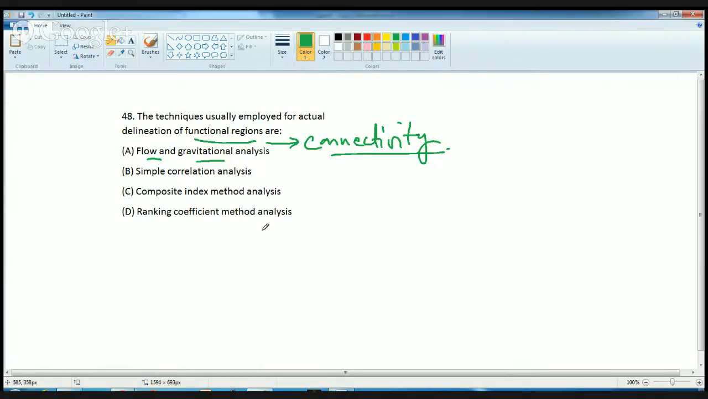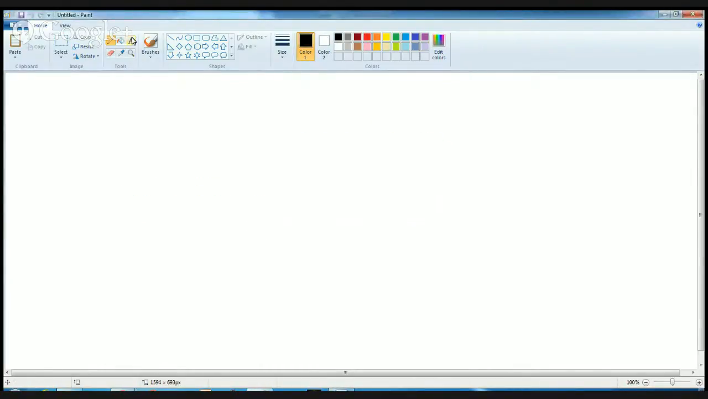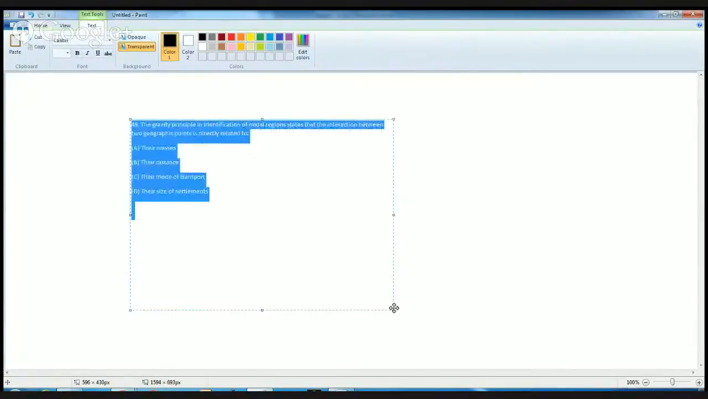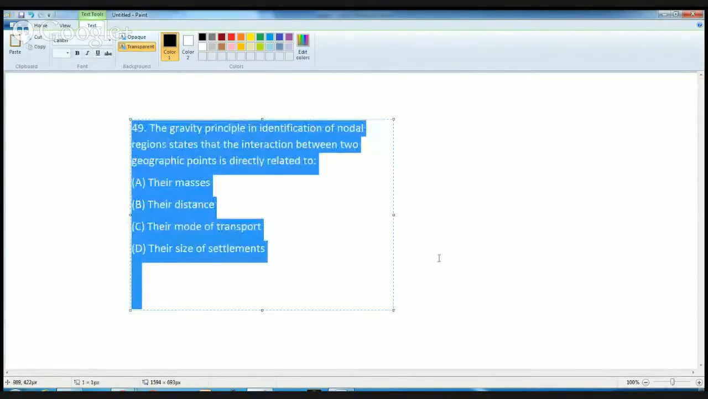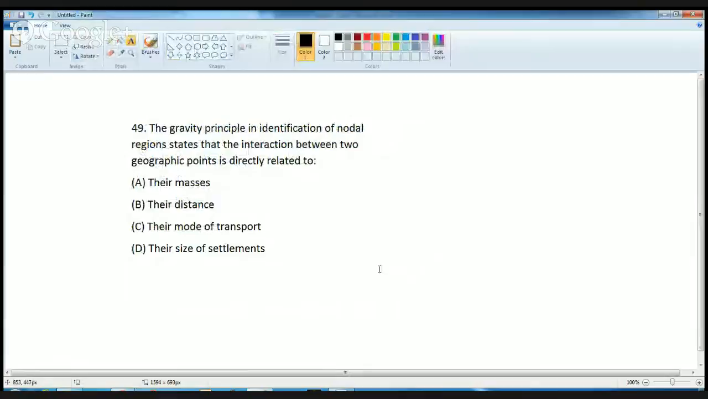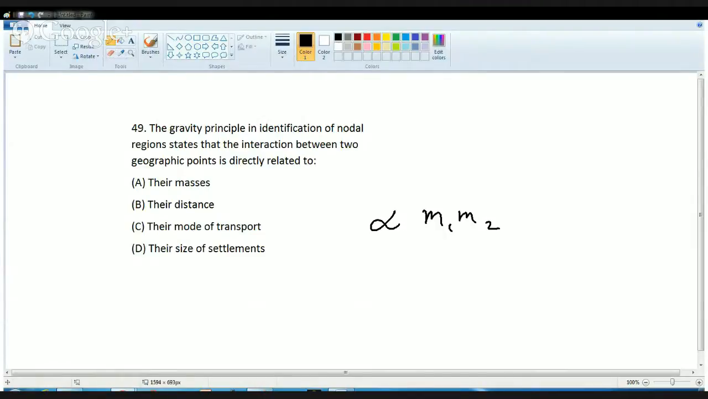The next question is on the gravity principle. Under the gravity principle, we know that if we are trying to identify a nodal region, the interaction between the geographical points would be directly related to their masses, mass 1 and mass 2. So the correct answer is A.